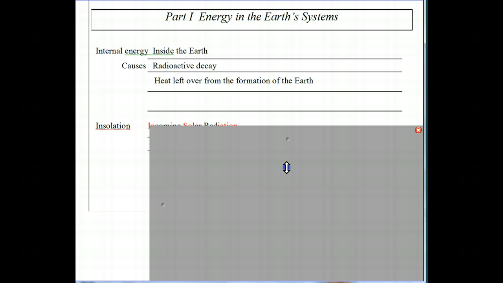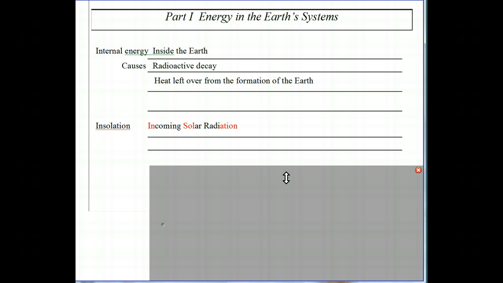Most of our energy is coming from something else, though: the sun. Incoming solar radiation, insolation, is the term that we use to describe sunlight. You'll see that a lot. We'll talk about insolation and angles of insolation, and you'll see this term quite a bit. So get used to thinking that insolation is sunlight. They're synonymous with one another. They're one and the same.